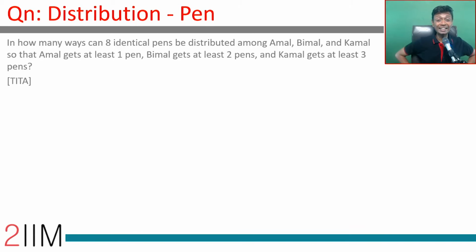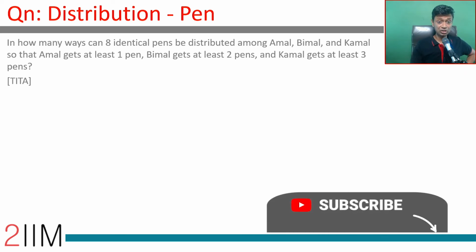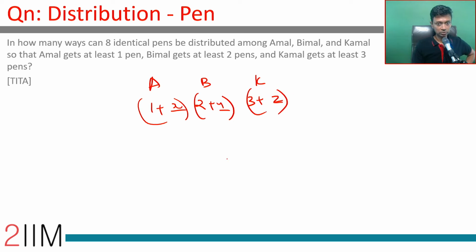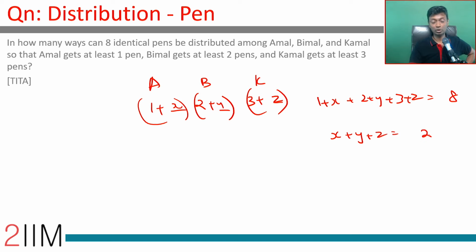In how many ways can 8 identical pens be distributed among Amal, Bimal and Kamal such that Amal gets at least 1, Bimal gets at least 2, and Kamal gets at least 3 pens? Amal, 1 plus something. Bimal, 2 plus something. Kamal, 3 plus something. And let's say 1 plus x, 2 plus y, 3 plus z. Right, so 1 plus x plus 2 plus y plus 3 plus z equals 8. Or x plus y plus z is 8 minus 6, which is 2. And x, y, and z have to be whole numbers.